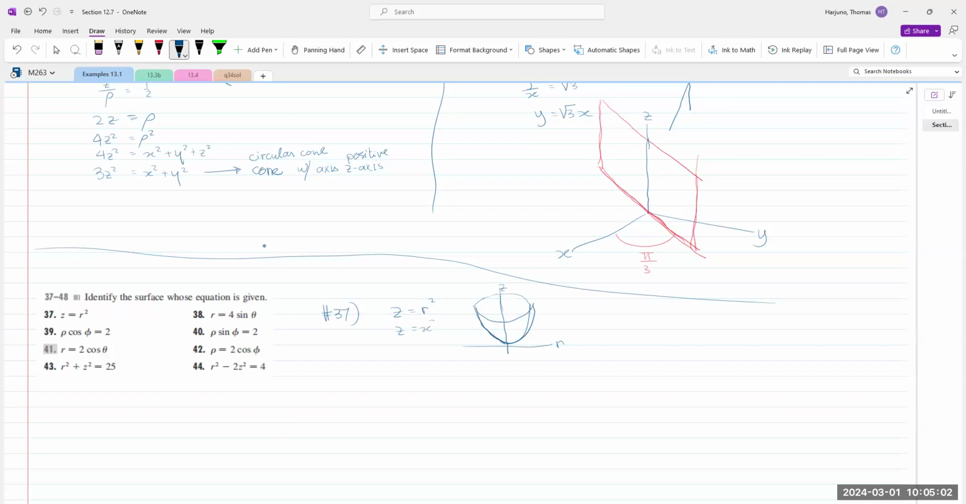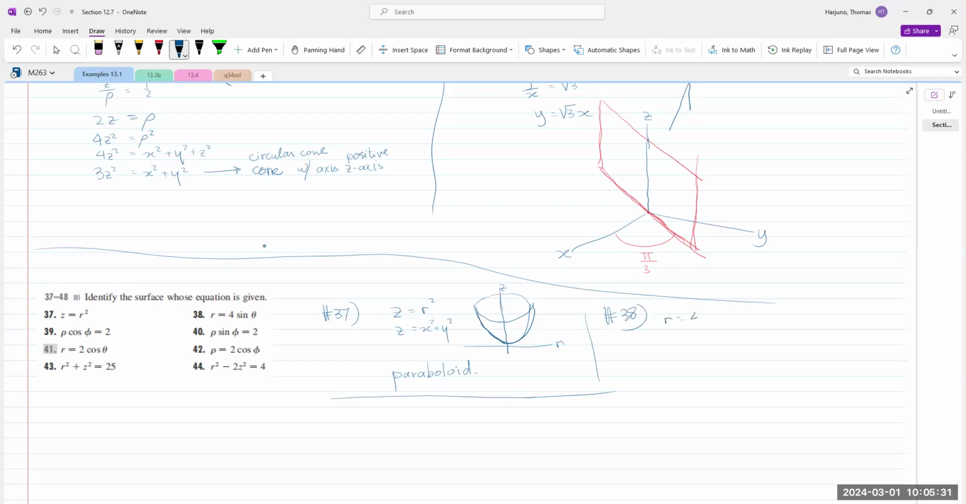Okay, so you will see this is what we actually have. Okay, this is a paraboloid. People may say this is a circular paraboloid simply because the cross-section of this paraboloid is a circle. Okay, that's for number 37. Number 38, let me do it here. Number 38, try to save some space.